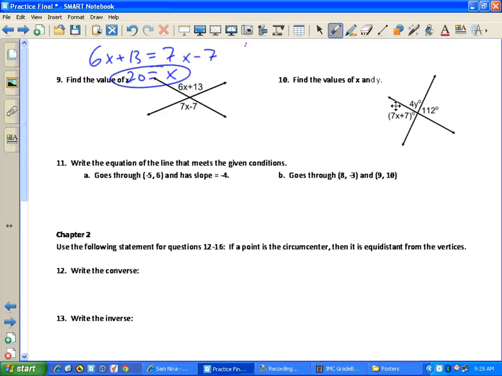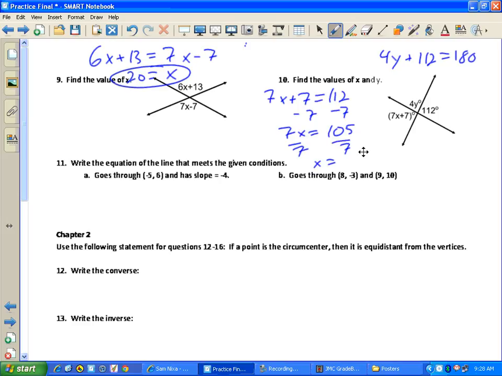Here, there's two equations we make. If I want to find out what x is, it's vertical with 112, so that means that they are equal. If I want to find y, it's supplementary with 112. So I can make this equation. So to solve for x, subtract the 7, divide by 7, and we get 15.